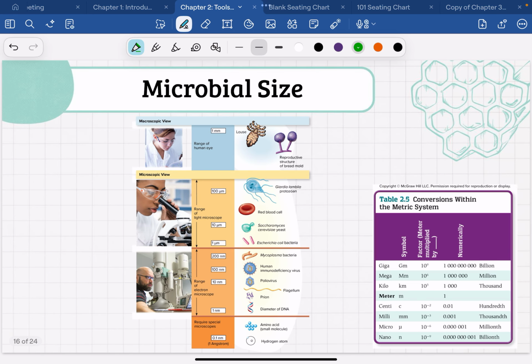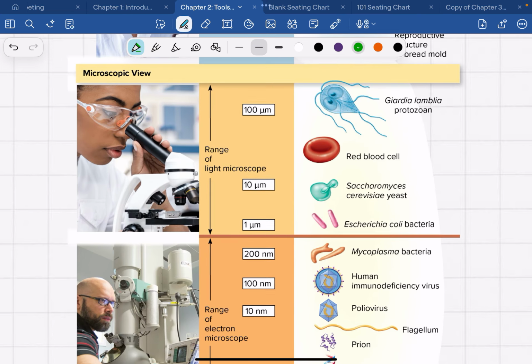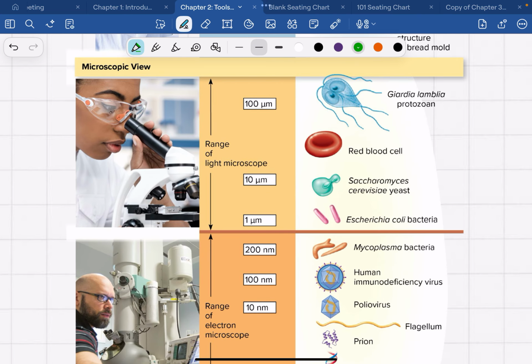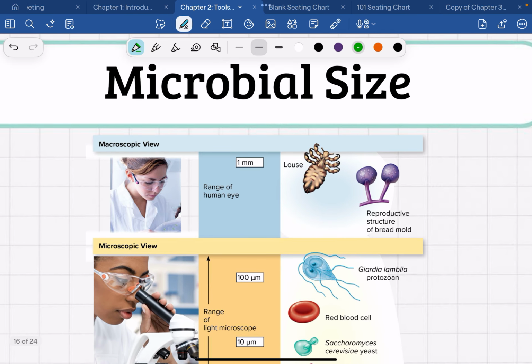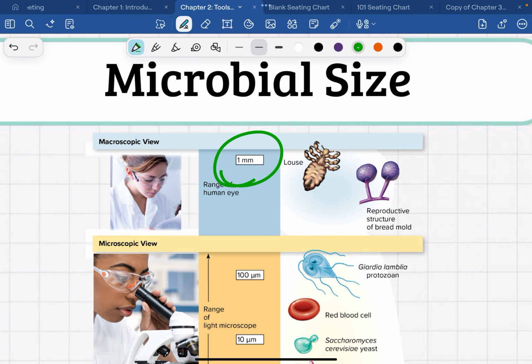And this is just a little bit of a reminder, but this is a chart that shows the relative size of many different cells. And just as a reference, this is the range of the human eye. The human eye can perceive down to a little less than 1 millimeter, about 1 millimeter. Sometimes a little bit less, sometimes a little bit more, depending on the conditions, okay?